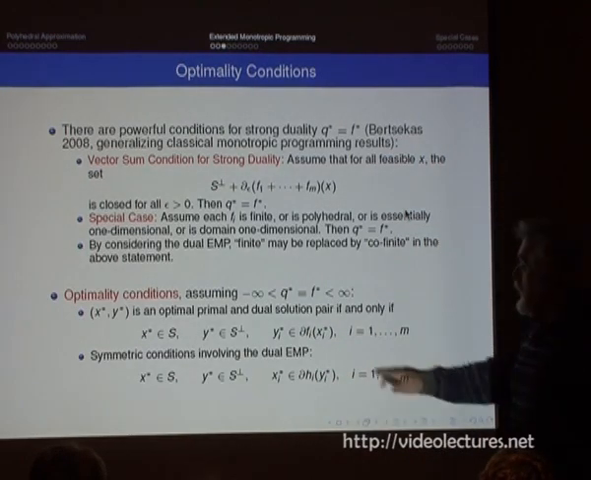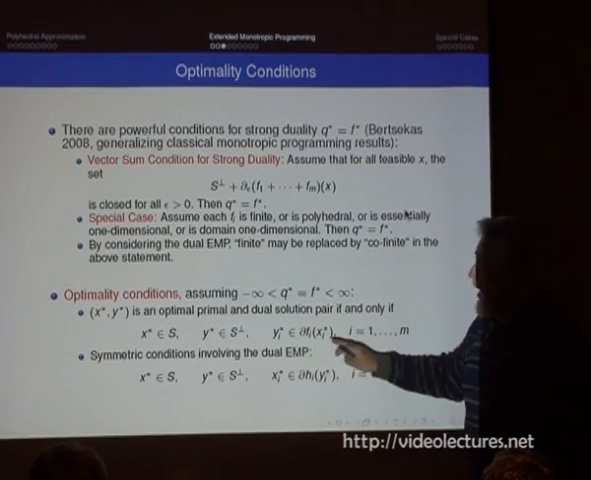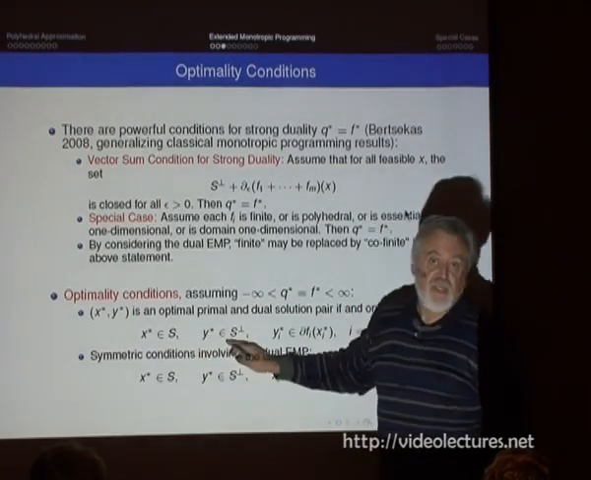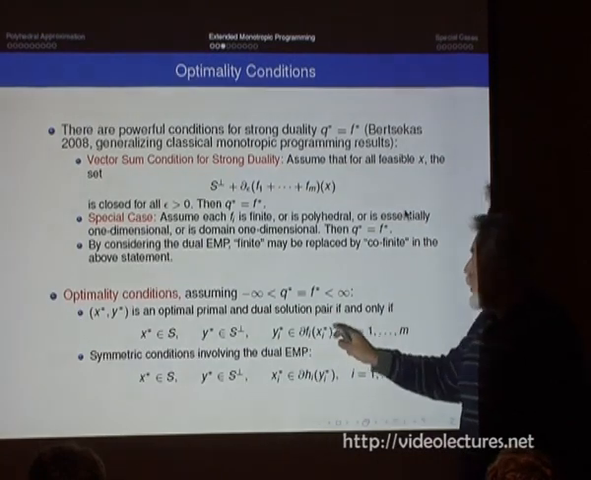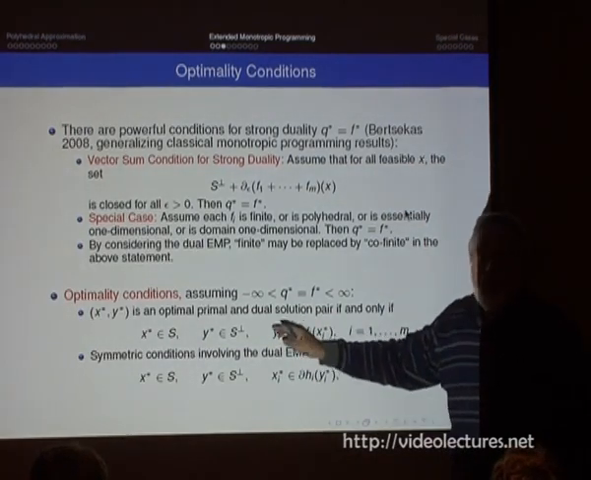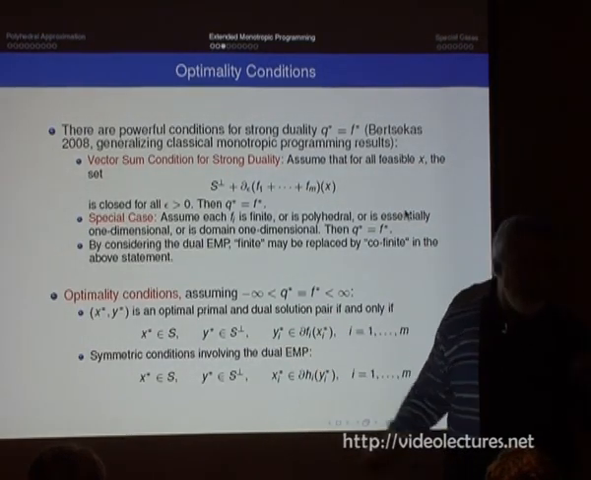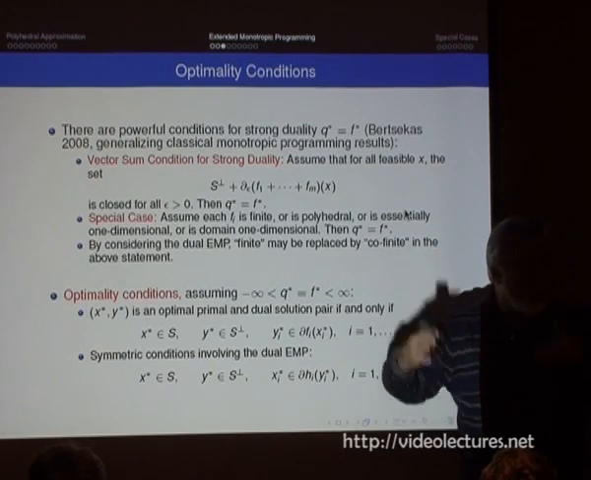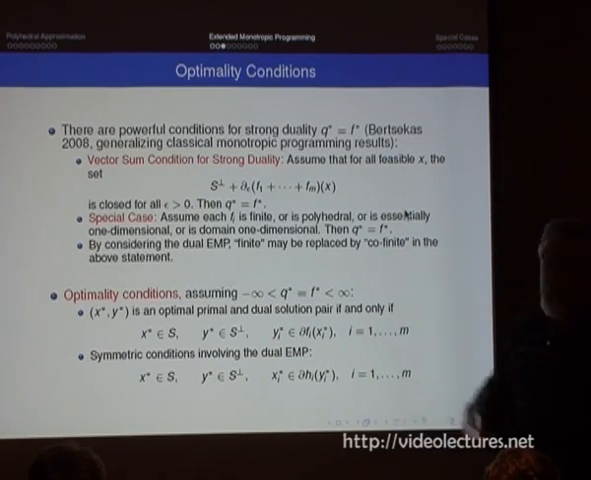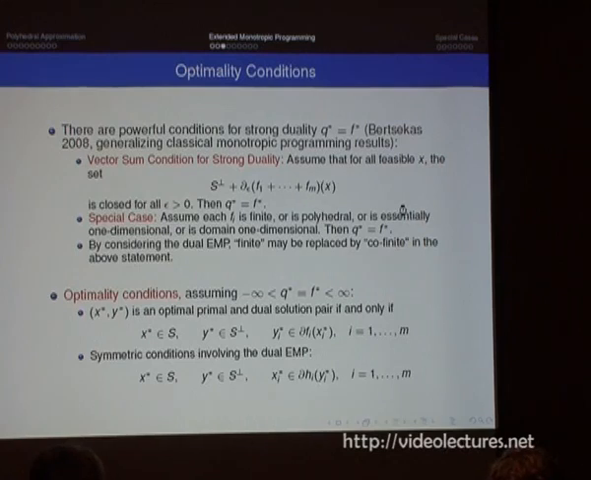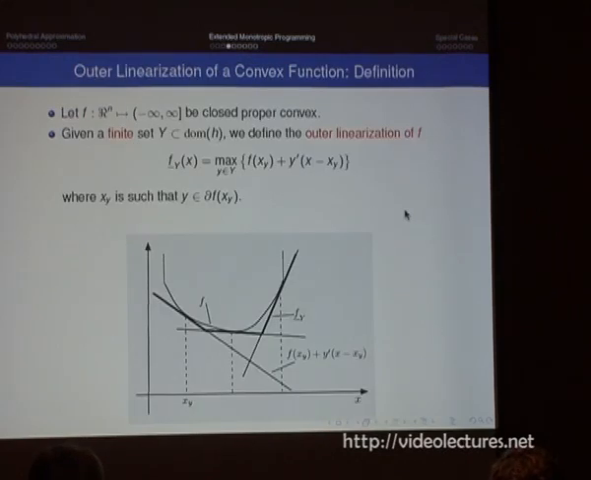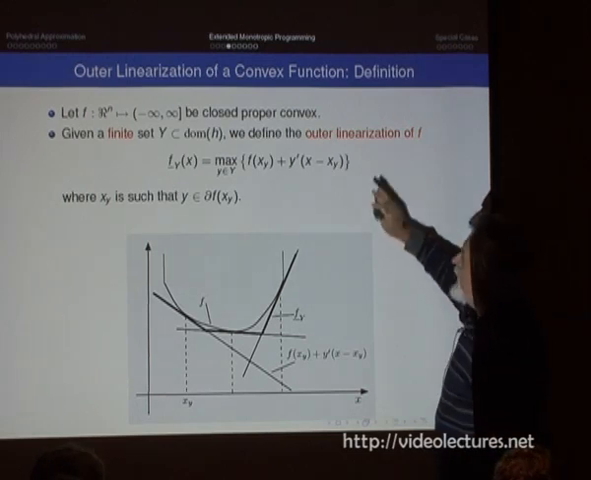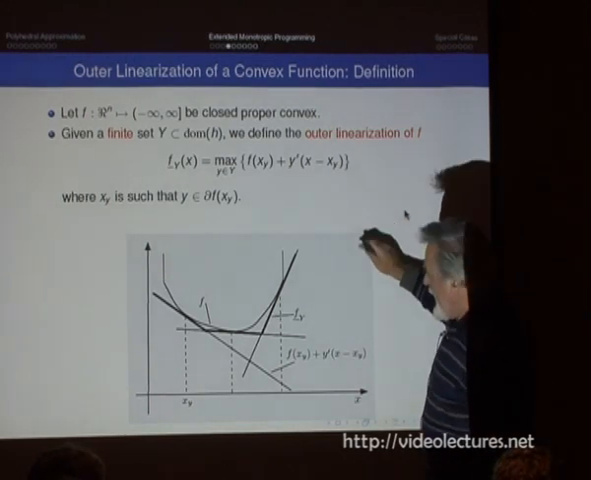Now, our algorithm is going to be exploiting this condition. We're going to be getting feasible x's and y's, but we're going to be trying to enforce this subgradient condition by adding more and more, by refining the polyhedral approximations. So let me formally define outer linearization. I think I have defined it already enough.